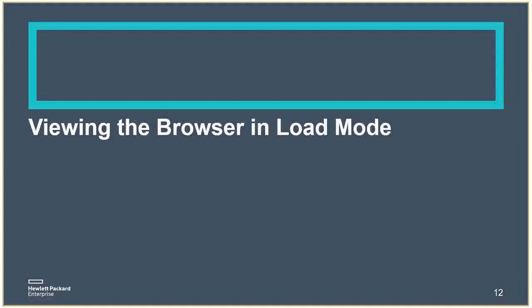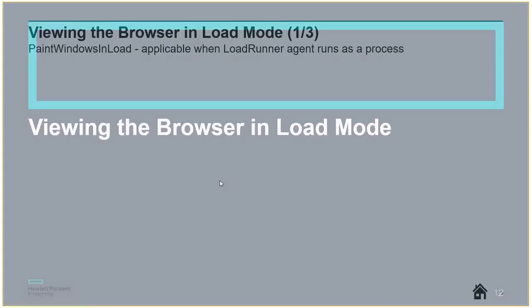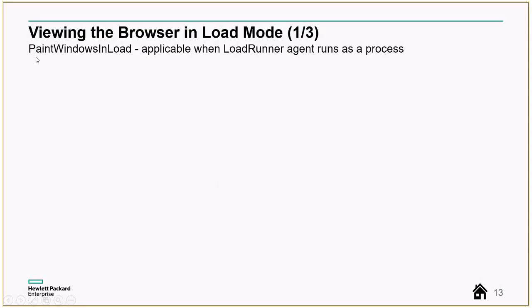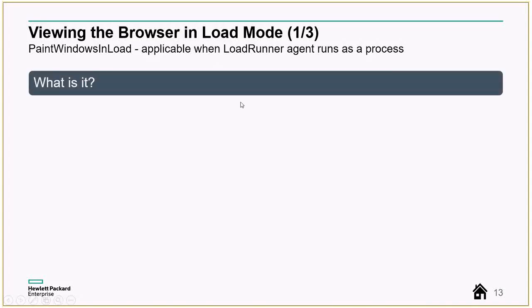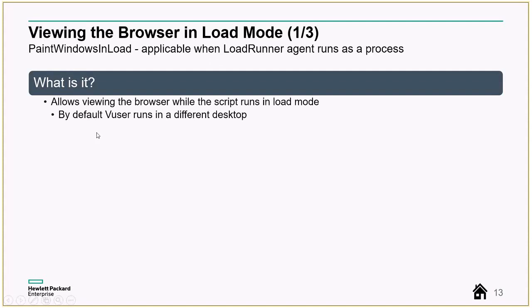Okay, so we mentioned Paint Windows in Load. Let's talk about how to view the browser in load mode. So there is an option which we call Paint Windows in Load. It is applicable when the LoadRunner agent runs as a process. So this option basically allows you to view the browser while the script runs in load mode.